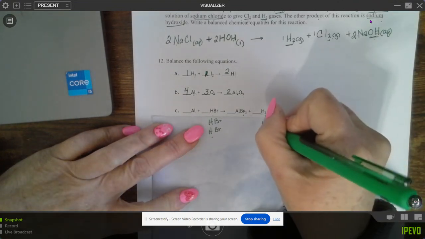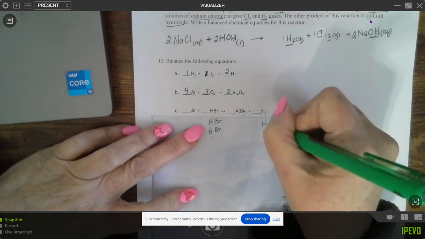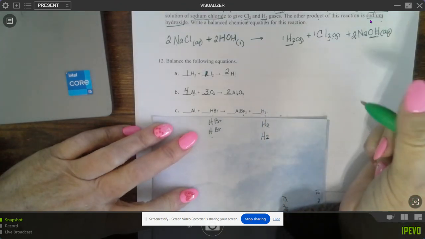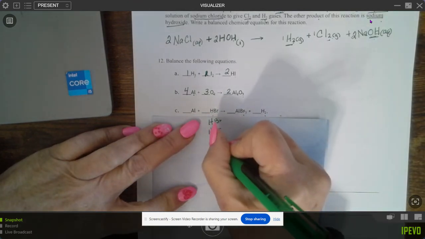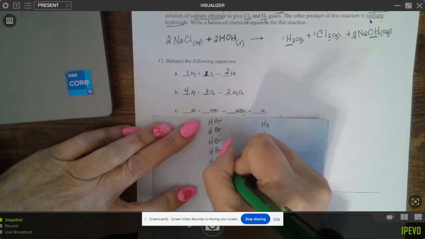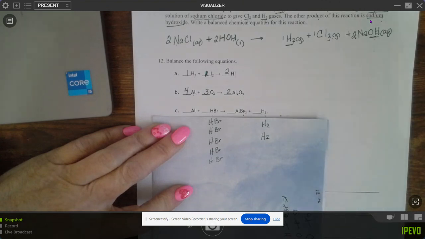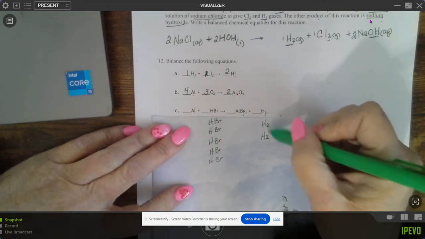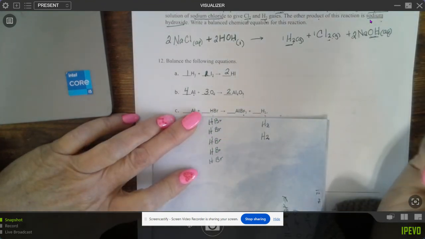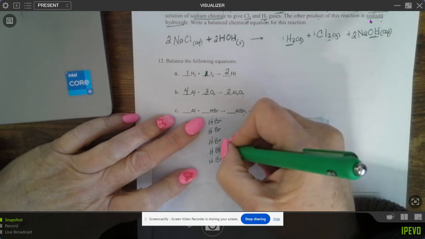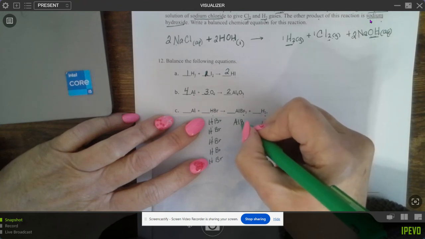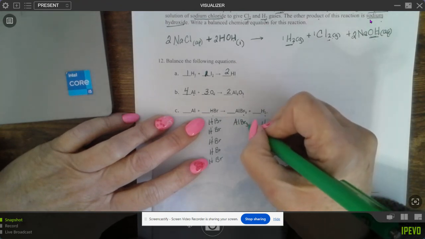Here I've got 2. If I add a second, that gives me 4. If I add a third H2, now I have 2, 4, 6 hydrogen. Here I have 1, 2, 3, 4, 5, 6. Now let's see what I've got. I've got 2, 4, 6 hydrogen and 6 hydrogen. I have 6 bromine, which means I need another AlBr3. So now I've got 3 plus 3 is 6 bromine.